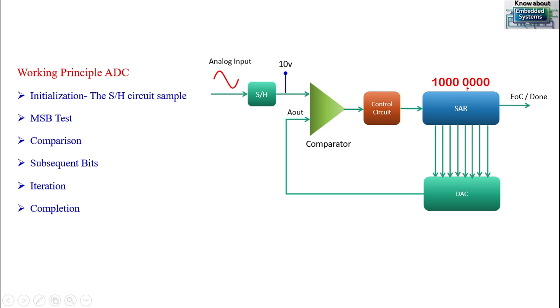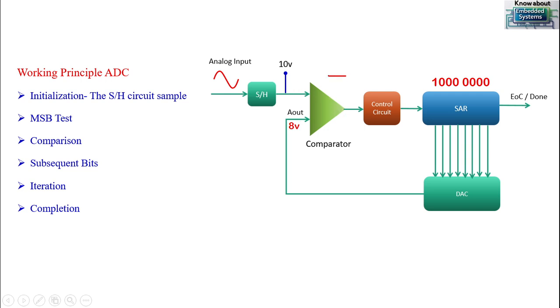What will SAR do? SAR will set the MSB bit to 1 and the rest of the bits to 0, and then this digital data will be given to the DAC. The DAC will produce the equivalent analog voltage. Let us consider a use case. Let us assume the DAC is producing 8 volts of output, and the input voltage is 10 volts. So now the input voltage is greater than your DAC output.